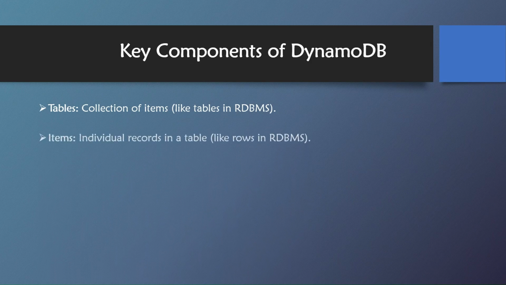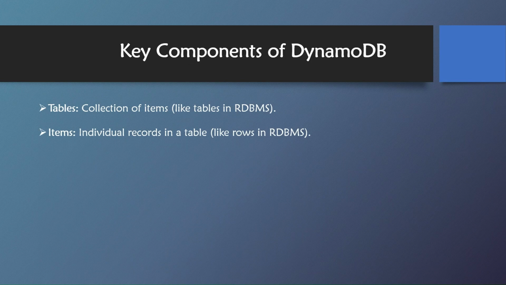The next thing we have is items. An item is like a single record or a row in a table. For example, a user profile like John Doe is an item in the user table. Next we have attributes. Attributes are pieces of data inside an item, similar to a column in a traditional table. For example, in the user table, the attributes might be name, email, and age for each user.